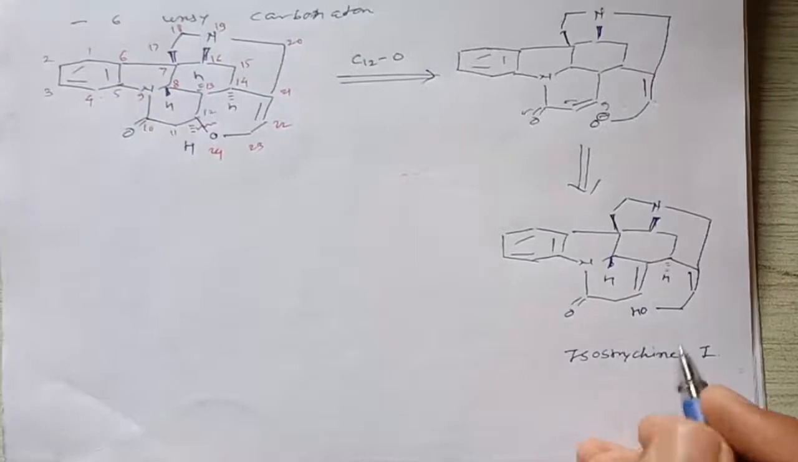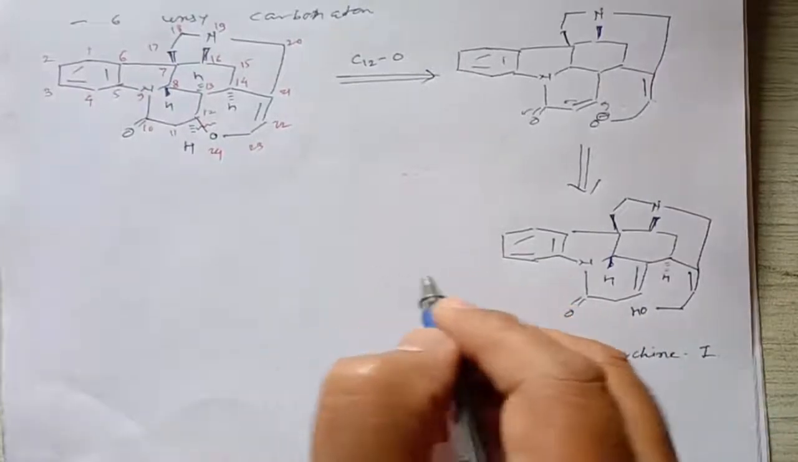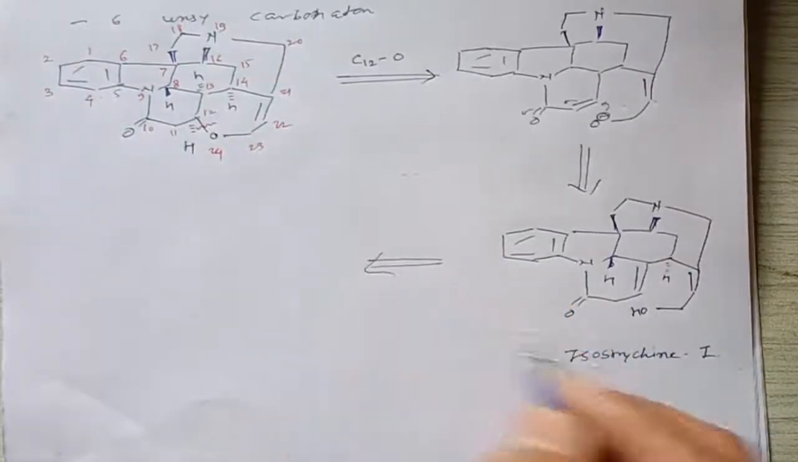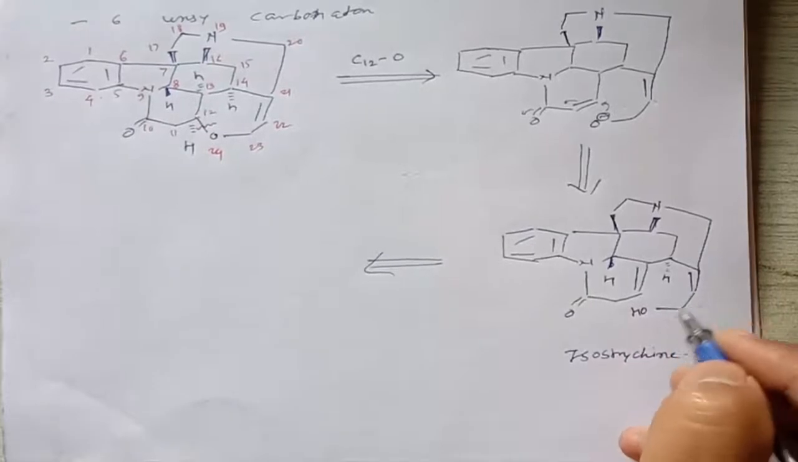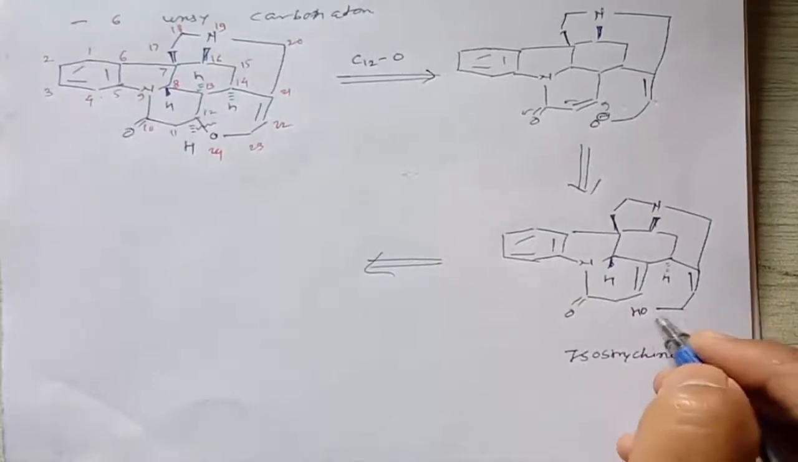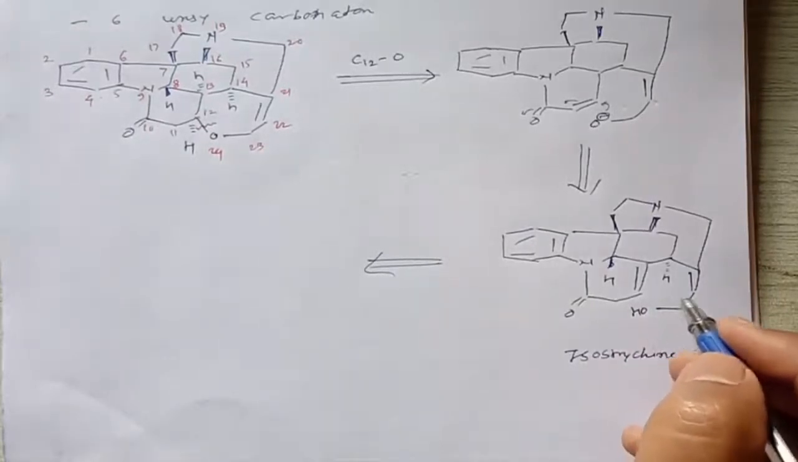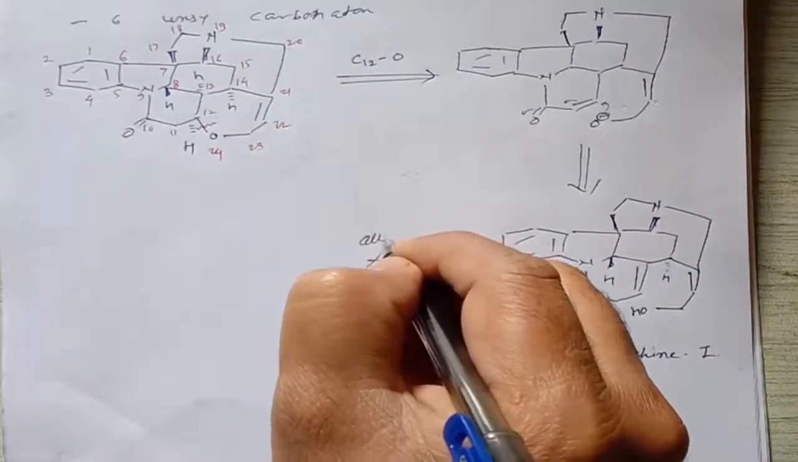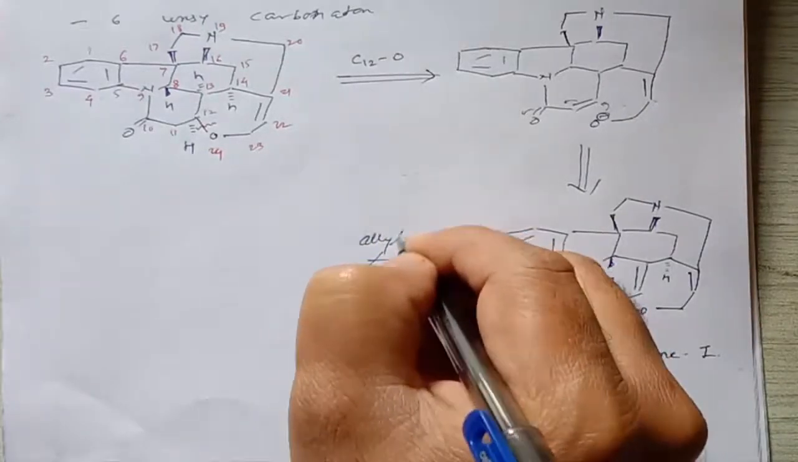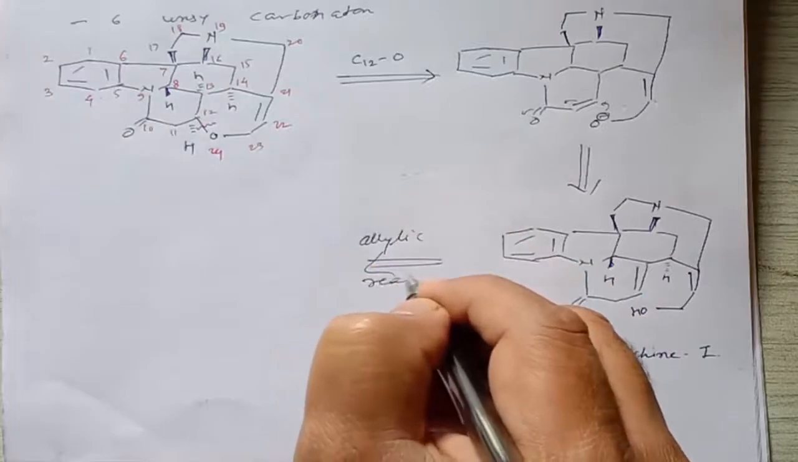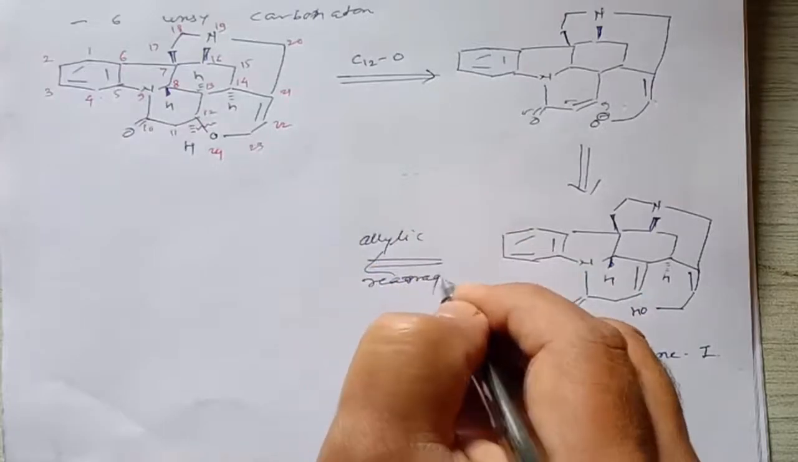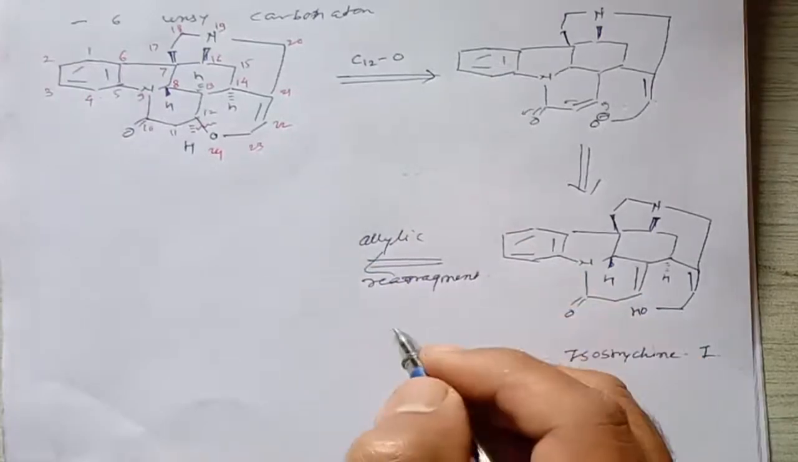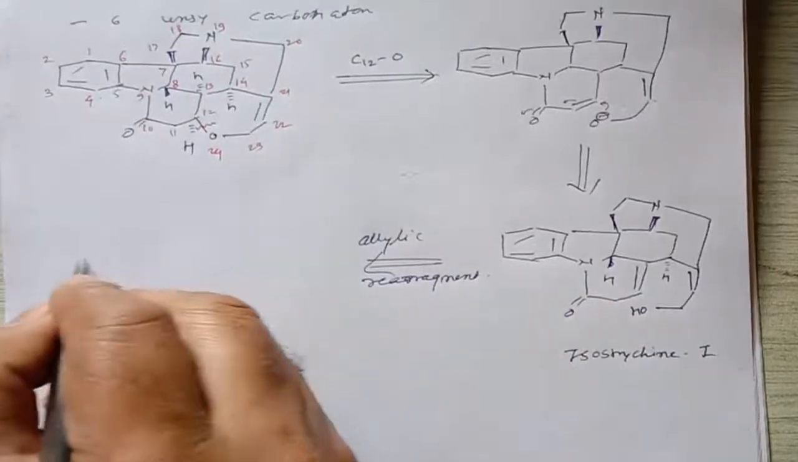Then in the next step we can see that this is an allylic OH. So this is allylic OH, and therefore we can get an allylic rearrangement, that is from the allylic rearrangement we can get this allylic alcohol, okay? So what is allylic rearrangement?